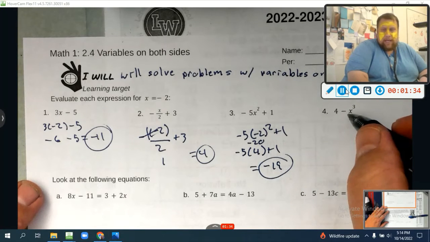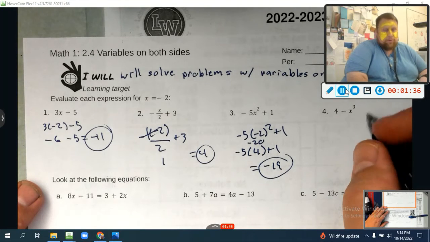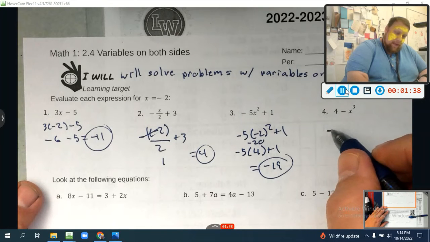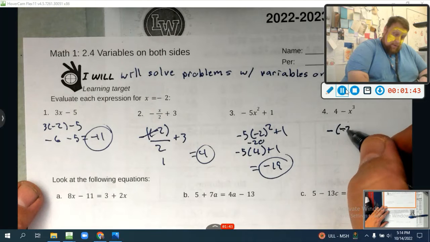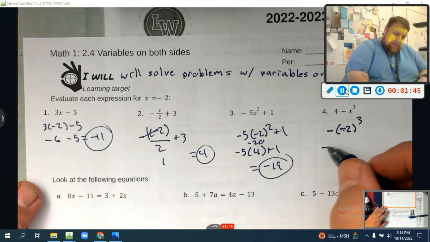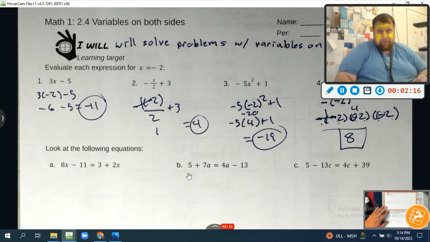And last but not least, this one's really going to noodle your brain out. Okay, I have a negative. And then it's going to be -2 cubed. Let's write out what that means. That's -2 times -2 times -1.